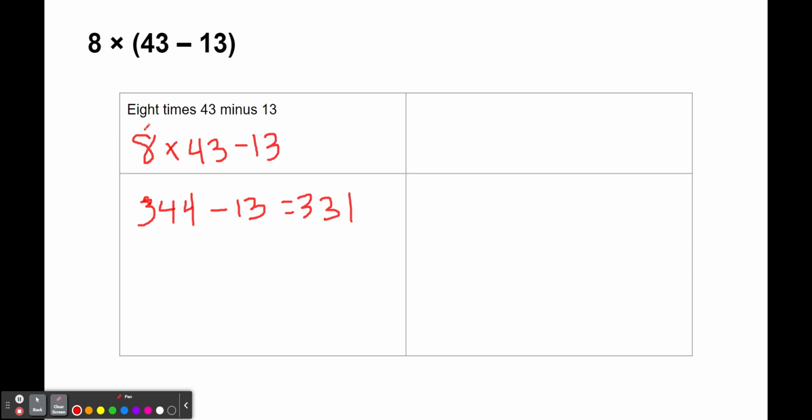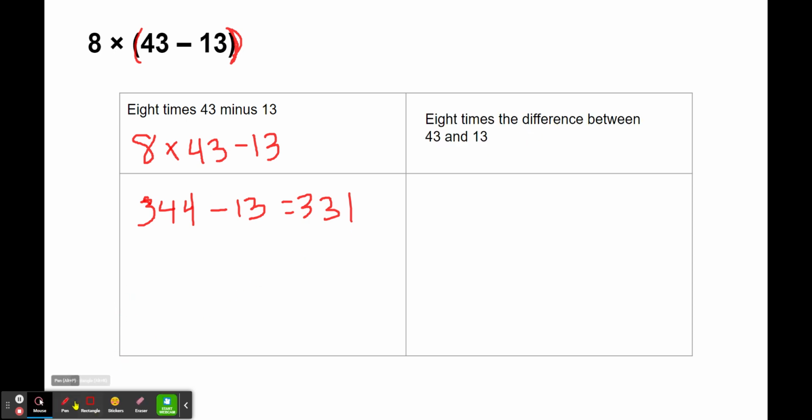And so that is going to give me 331. If we were to just go 8 times 43, and then after that subtract 13. But what we have in our parentheses is telling us that this is the group we need to focus on first. We actually need to subtract 43 minus 13. So if I say 8 times the difference between 43 and 13, that's saying I actually need to find out what the difference of 43 and 13 is first.